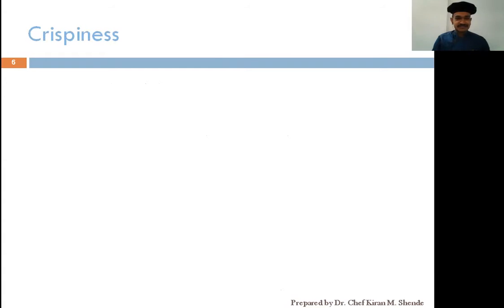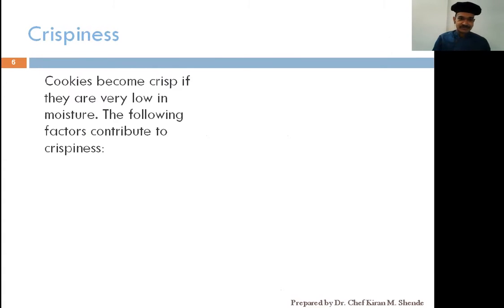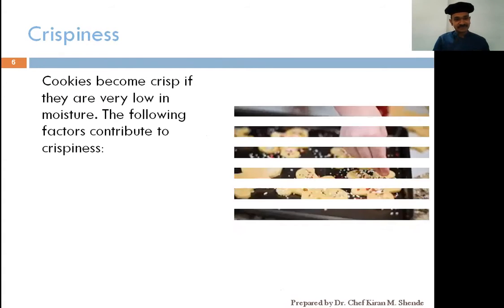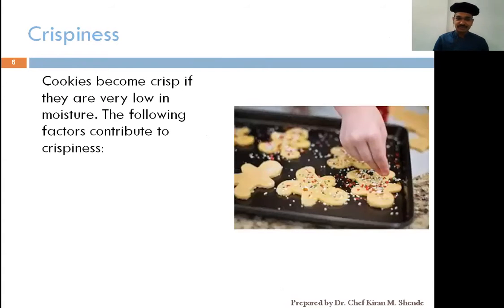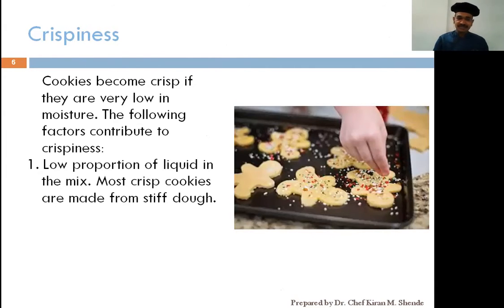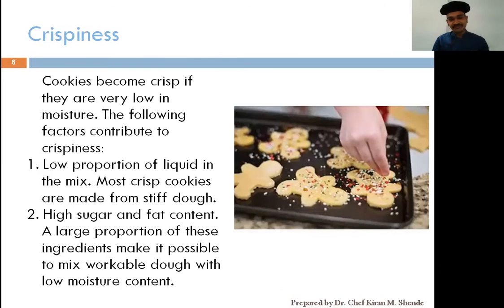The first characteristic is crispiness. Cookies become crisp if they are low in moisture content. It all depends upon the moisture content in your dough to make the cookie crisp. Various factors contribute to it. Factor number 1, if your mix has low proportion of liquid, that will make your dough stiff. If the proportion of sugar and fat content is more, your cookie tends to get crisp.